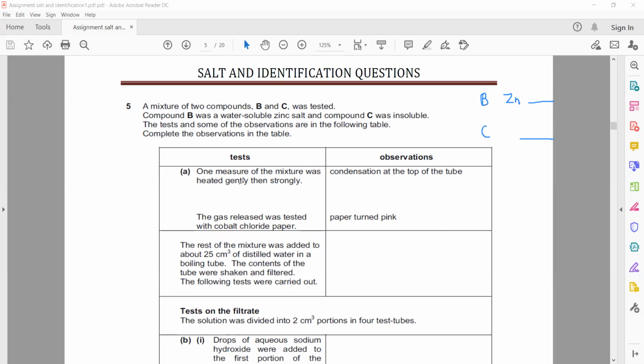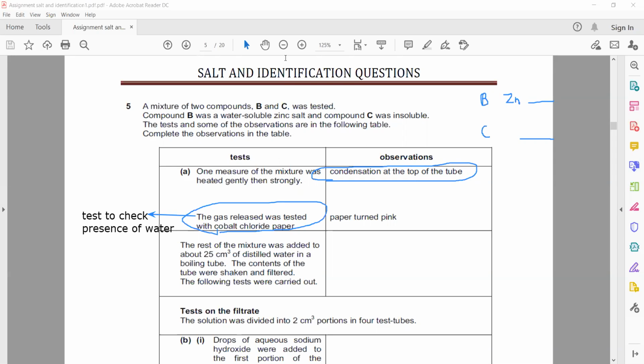One measure of the mixture was heated gently and then strongly. Condensation at the top of the tube, and the gas released is tested with cobalt chloride paper. Cobalt chloride paper is a test to check the presence of water. If water is present, it will turn from blue to pink. If water is not there, it will remain blue.